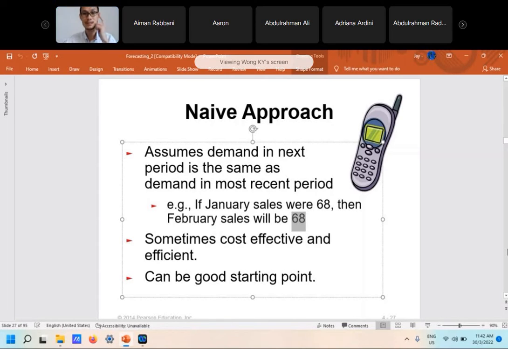Okay, so that is the naive approach. If I ask you, what is the customer demand that you forecast in 2023? If the actual demand in 2022 is 1,000 units, then the answer is the same as in previous years. So that is the naive approach. It's the simplest. It just assumes that demand in the period that you want to forecast is the same as the demand in the most recent period.